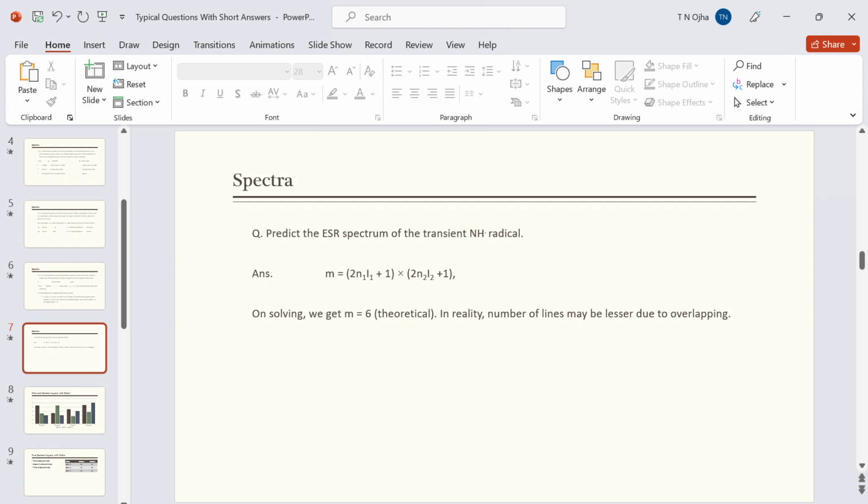So by reading these 4 questions, the beginner students can learn the preliminary method of how to use spectral data to arrive at the structure of the molecule. This video will be helpful, so I believe.